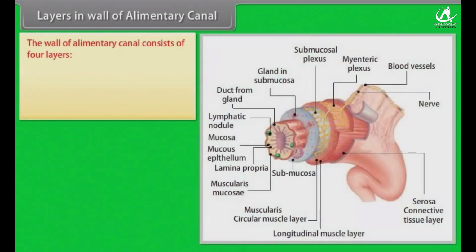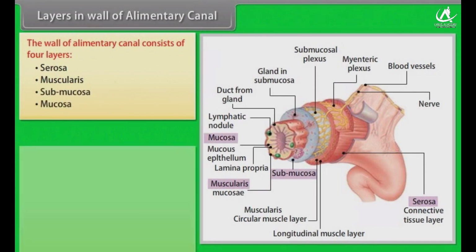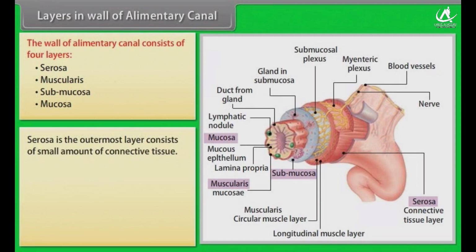Layers in the wall of the alimentary canal. The wall of the alimentary canal consists of 4 layers: serosa, muscularis, submucosa and mucosa. Serosa is the outermost layer and consists of a small amount of connective tissue.